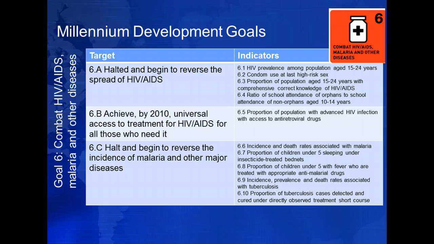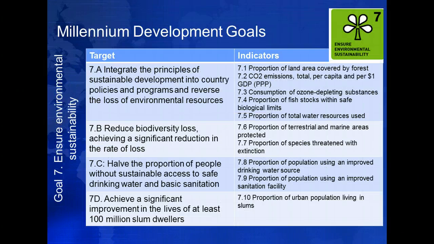Goal 6 is to combat HIV, AIDS, malaria, and other diseases such as tuberculosis. Goal 7 focuses broadly on environmental sustainability. While the targets for Goal 7 are fairly vague, the indicators give a sense of how sustainability is understood in this context. They include cutting CO2 emissions, maintaining forest coverage, ensuring protection of marine and terrestrial species, providing access to safe drinking water and sanitation, and reducing the number of people living in slums.